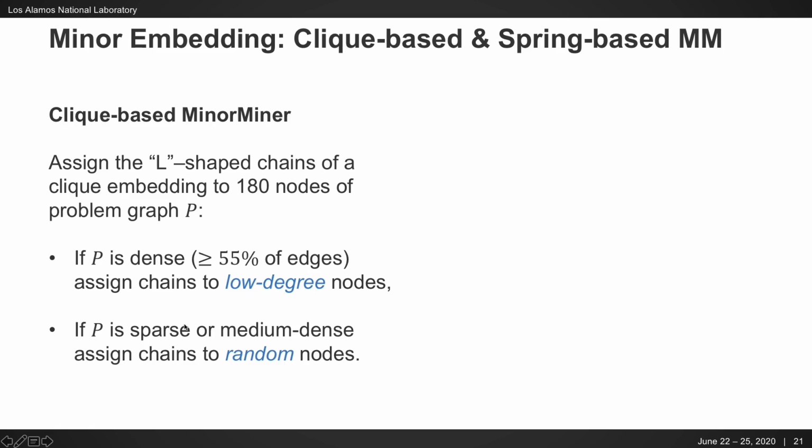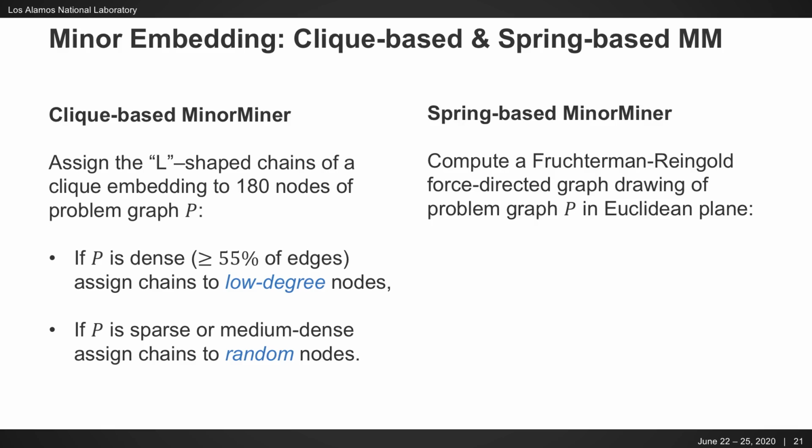But if P is sparse or medium dense, then we assign chains to random nodes. We tried many other assignments. We tried splitting up the L chains, assigning chains multiple times, but all these approaches were outperformed by these very simple assignments here. For spring-based MinorMiner, we focused on a drawing-based approach.